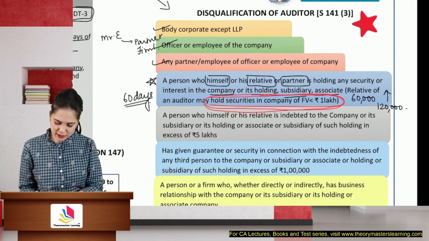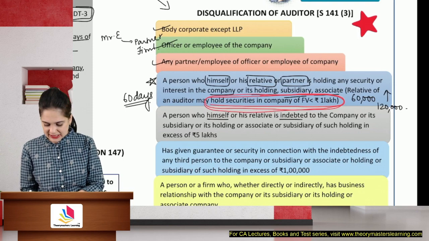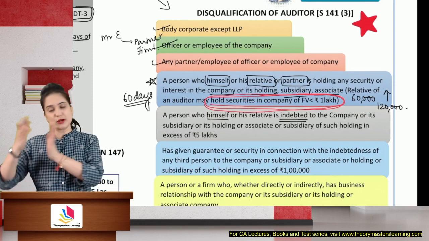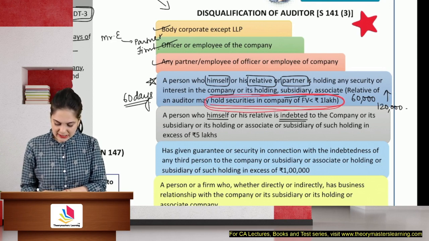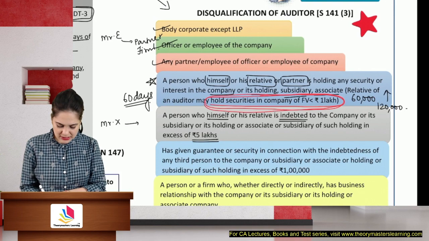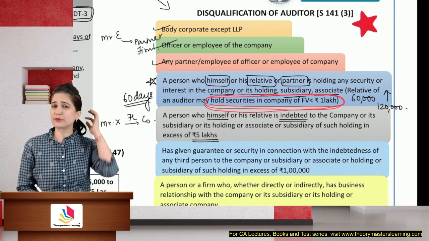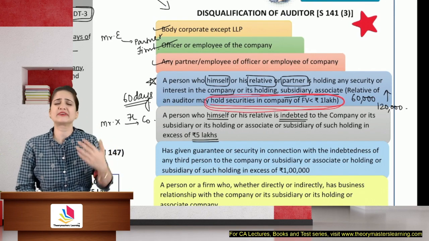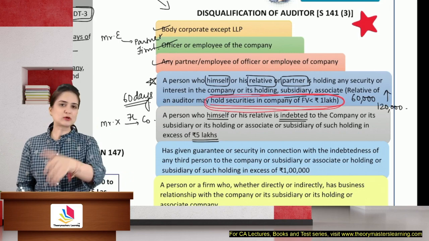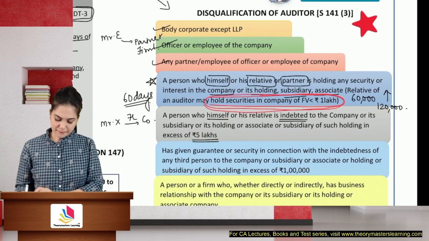A person who himself or his relative is indebted to the company or its subsidiary or associate, or the subsidiary of the holding, in excess of rupees 5 lakh. So let's say that Mr. X owes 7 lakh rupees to the company. He cannot be appointed as the auditor of the company. If he owes 7 lakhs to the associate, he cannot be appointed as the auditor of the company. And fellow subsidiary is also included over here.